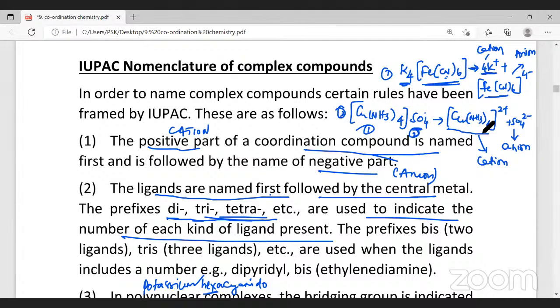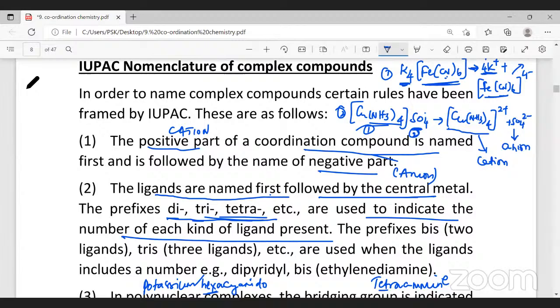Now, if you take this complex, [Cu(NH3)4], it's a cation here. So this will be named tetraammine, with no space between the prefix and the ligand. Copper is a metal. I'm not naming the metal now, I've just named the ligand with its prefix. Yes or no?